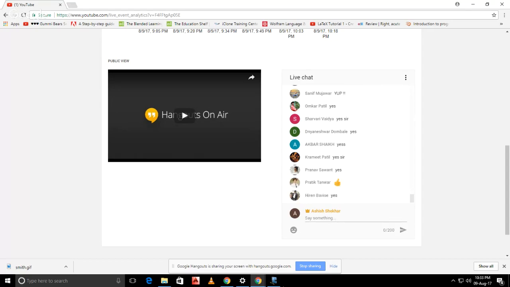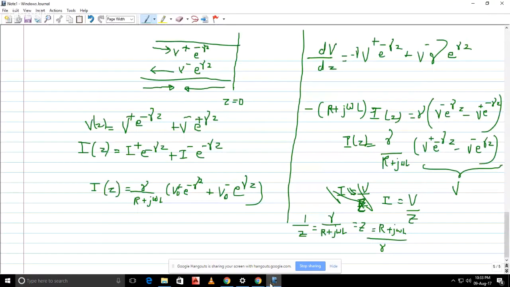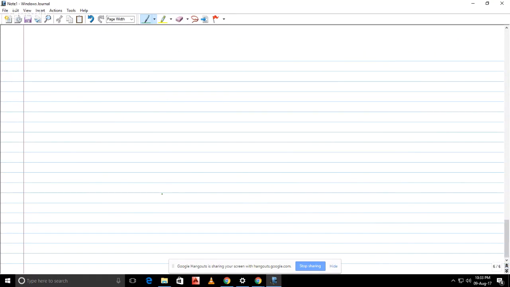So what we have got is a very important result, this impedance. Let us go back and look at the impedance, because we are very much concerned about it now. We have Z equal to R plus j omega L divided by gamma, and we have substituted gamma. I'm extremely sorry, I'll rewrite this equation. It's all correct, but it's coming out very weird, so I'll write it again.